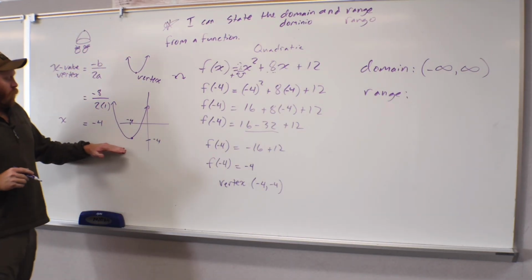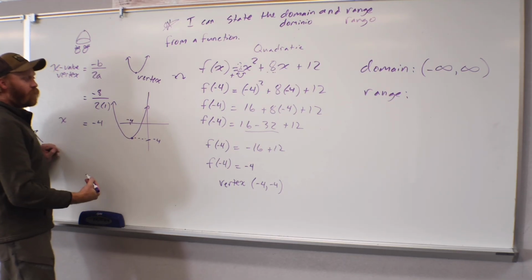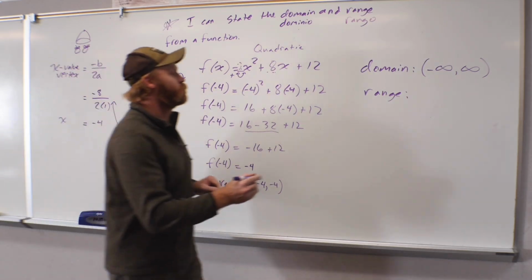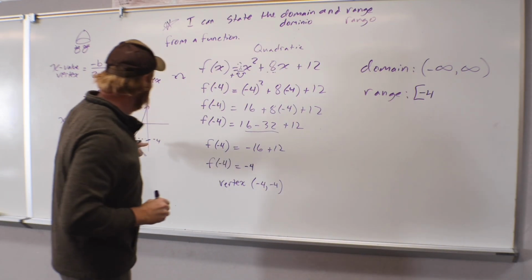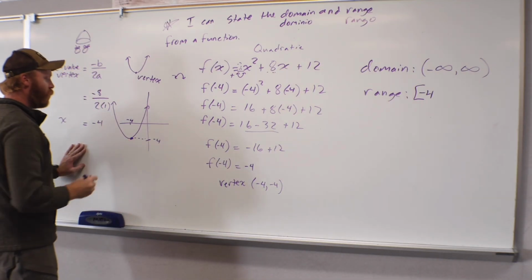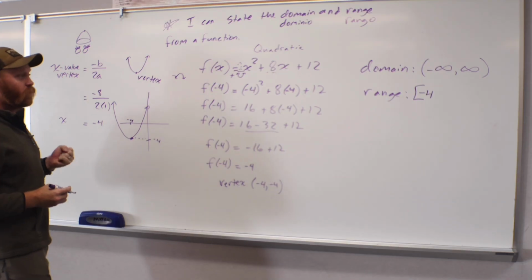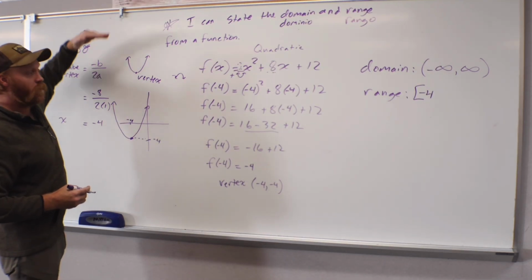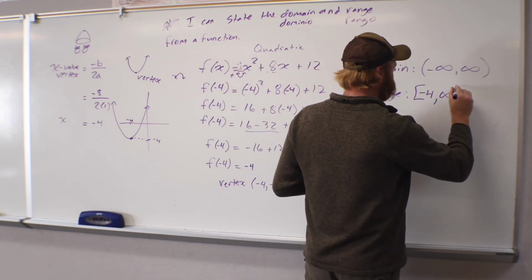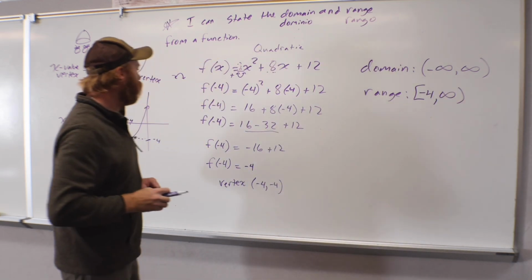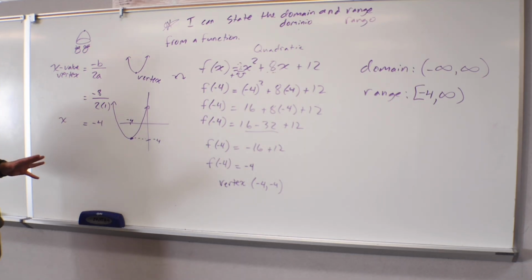Okay, so now my range is going to start down here at negative 4. It's going to be a bracket because if we look at that graph, it's going to be a solid line. So it's going to include that negative 4. Negative 4 works. And then from there, it's going to go all the way up to positive infinity. Okay, a little bit trickier, but if you just remember the big main steps.